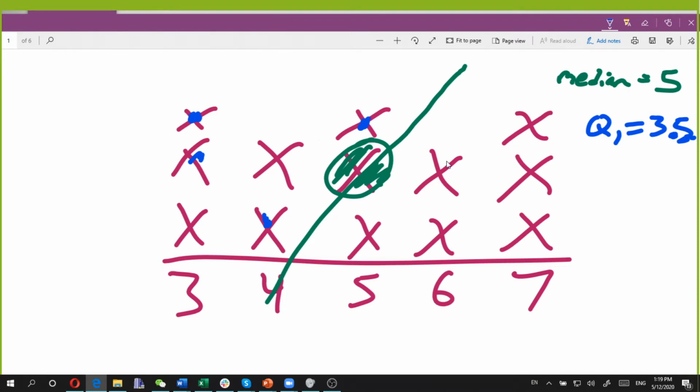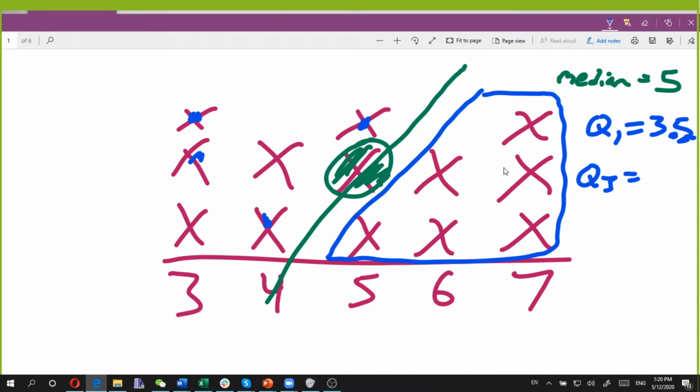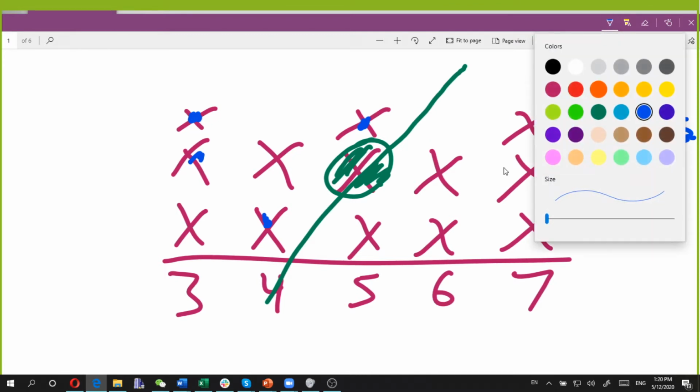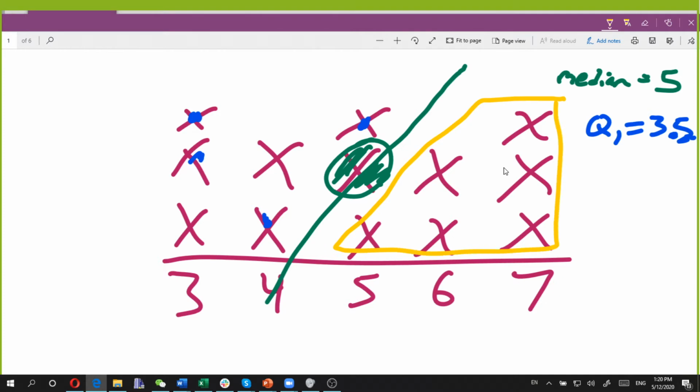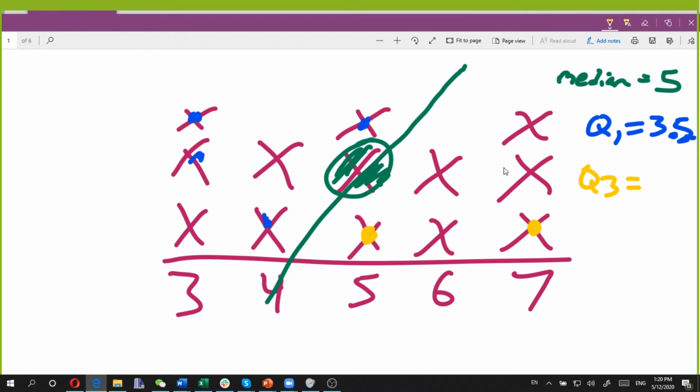So Abby, if I want to get the median of the top half of the data set, what do I have to do? Okay, so here's the top half of the data set. If I wanted to get the median of this top half of the data set, what would I have to do? Do this in another color. Okay. Perfect. So that gives me 6.5.